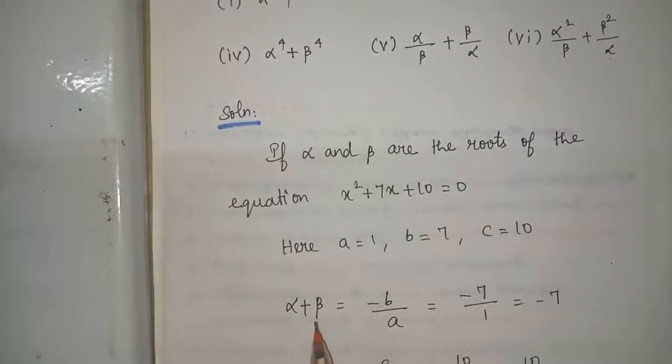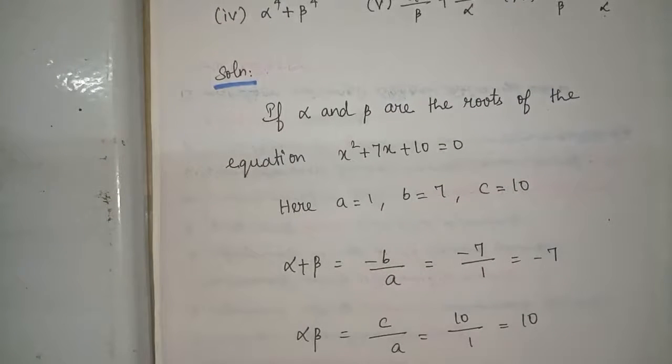So alpha plus beta, that is the sum of roots, is equal to minus b by a, which is equal to minus 7 by 1, which is minus 7. And alpha beta is equal to c by a, which is equal to 10 by 1, which is nothing but 10.